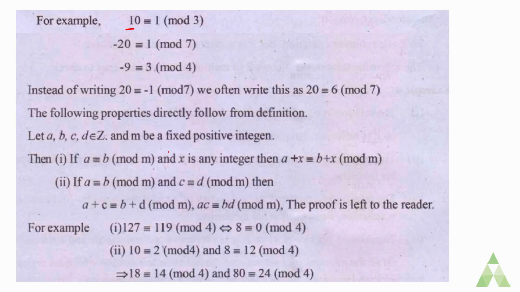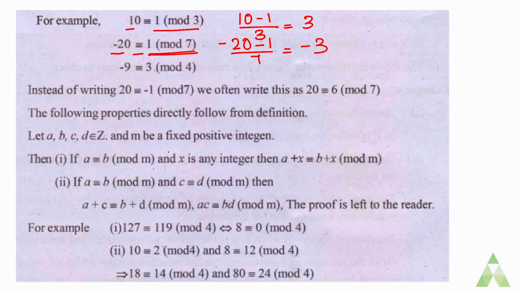10 equivalent to 1 modulo 3. That means 10 minus 1 divided by 3 equals 3. A minus B divided by M should be an integer, whether positive or negative, but it should be an integer. Second one is minus 20 is equivalent to 1 modulo 7. That means minus 20 minus 1 divided by 7 equals minus 3.